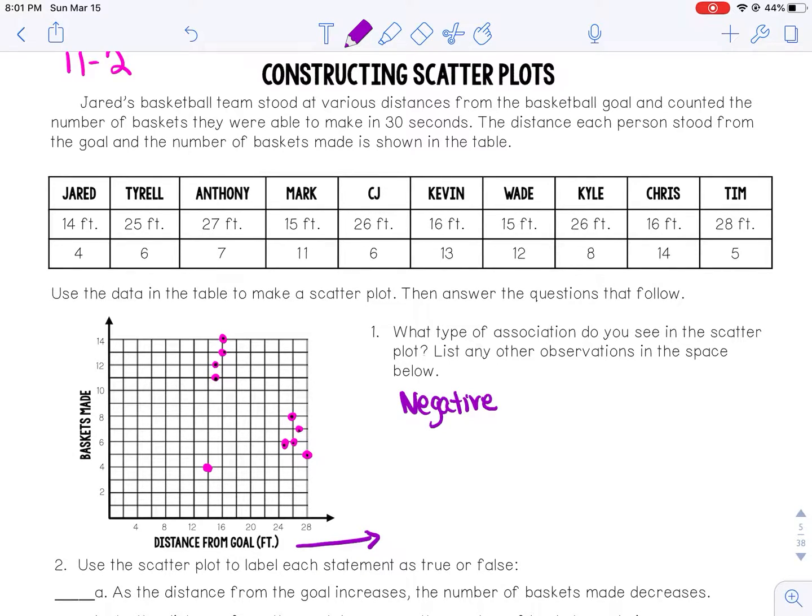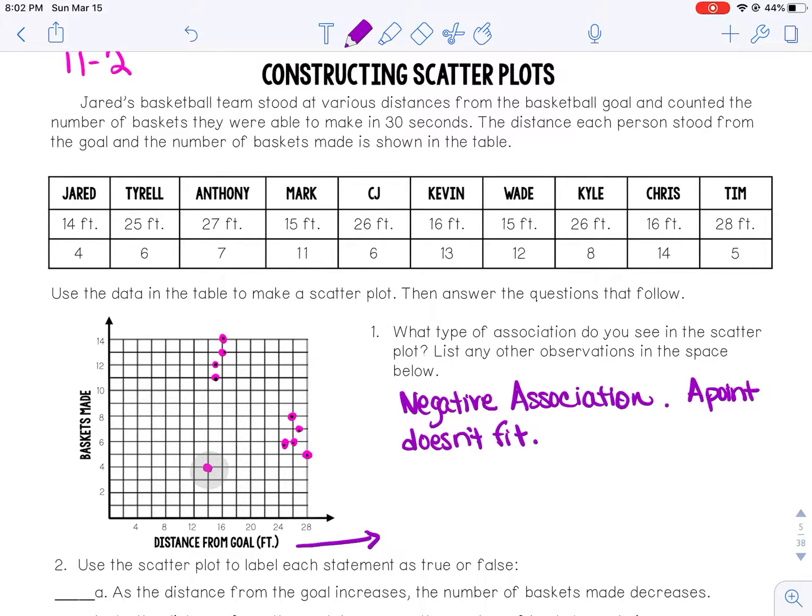Now, if you look at the points that I already plotted, you may look at it and say, well, that doesn't look exactly negative to me. We also see some other observations: there seems to be a point that doesn't fit with the rest of the group, and that would be that one out here.